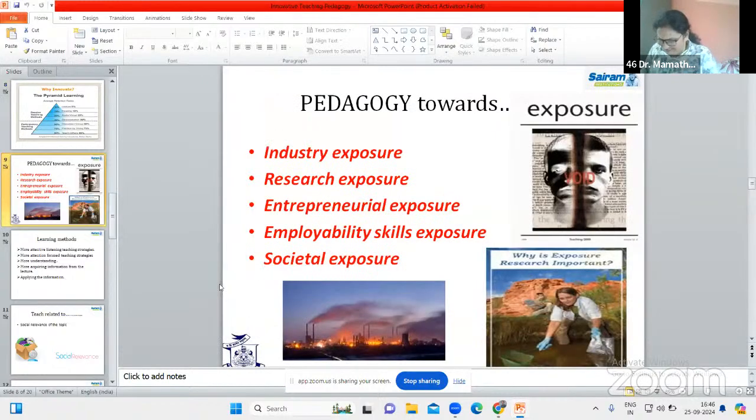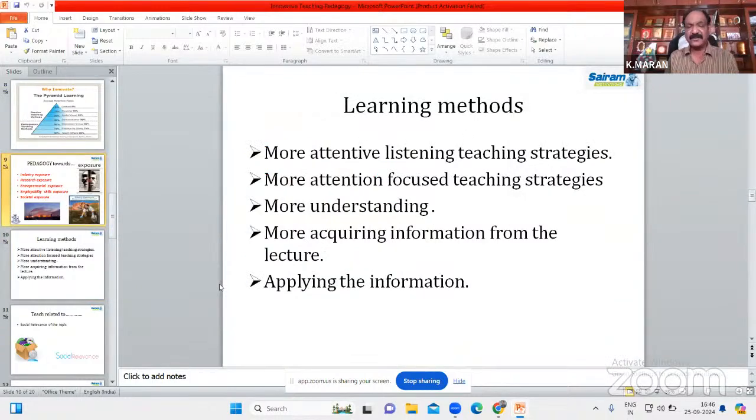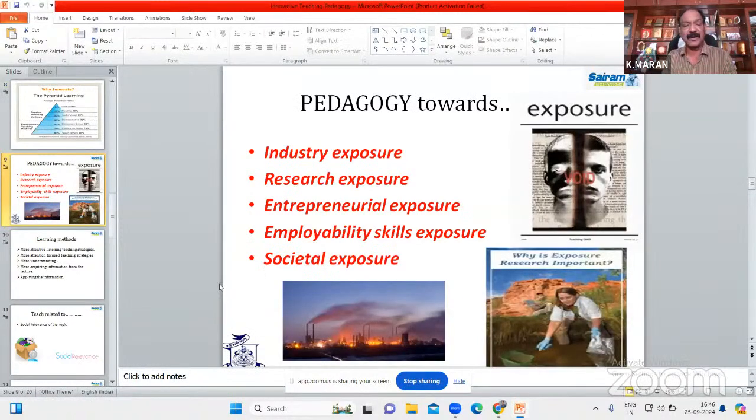Thank you. So this is the pedagogy of exposures. In the pedagogy of exposures, industry exposure pedagogy is the more important one. So how can I use industry exposure pedagogy? I told you earlier, regarding today, how many of you read the newspaper? I don't know how many of our faculty members are reading the newspaper.